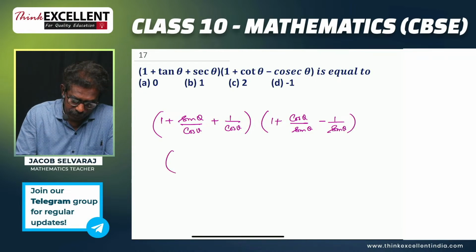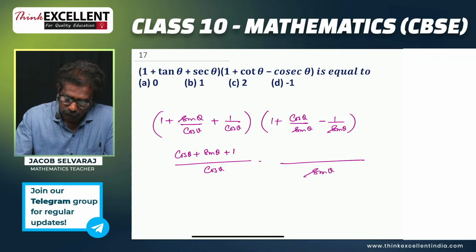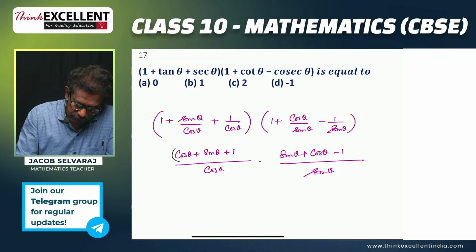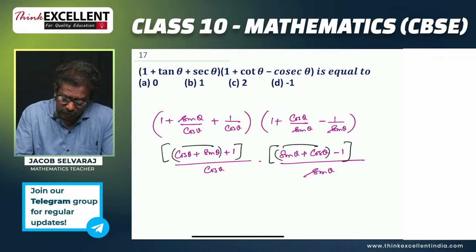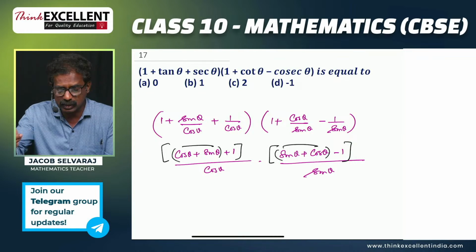Now we take LCM. Here cos theta is LCM. So cos theta plus sin theta plus 1. Second one, you take sin theta LCM. So you are getting sin theta plus cos theta minus 1. Please look at this. We group these two. This cos theta plus sin theta we grouped like this. Now we see the terms inside the brackets are the same. Cos theta plus sin theta. Here also cos theta plus sin theta. Cos theta plus sin theta is A. Then plus 1. In the other one, cos theta plus sin theta minus 1. So A plus B and A minus B.